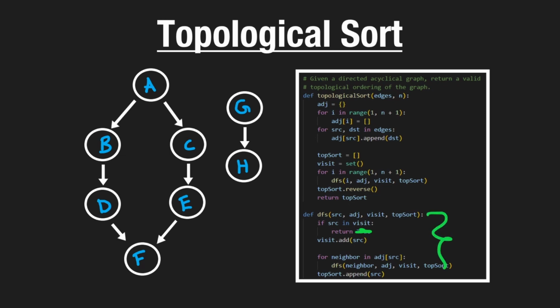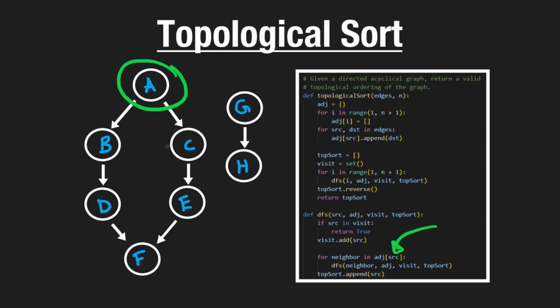Notice how this function doesn't really need to return anything, and I'll get to that in just a moment. But if we know source is not visited, we want to make sure we add it to the visit hash set so that we never run DFS on it twice. Then we're simply going to go through its neighbors. So if we were at A, we would just go through both of its neighbors. We can get its neighbors from the adjacency list.